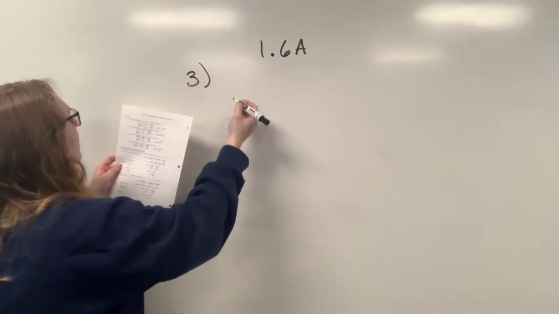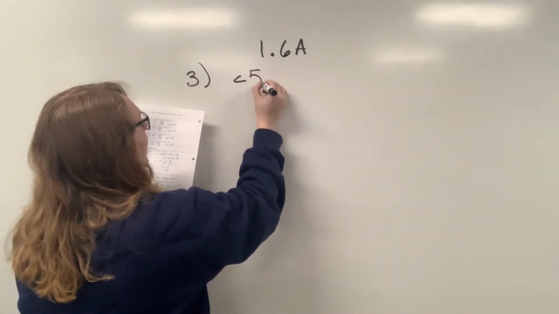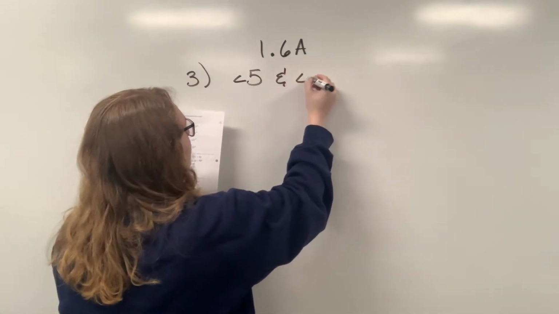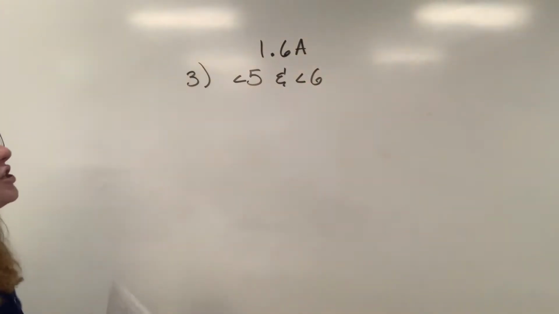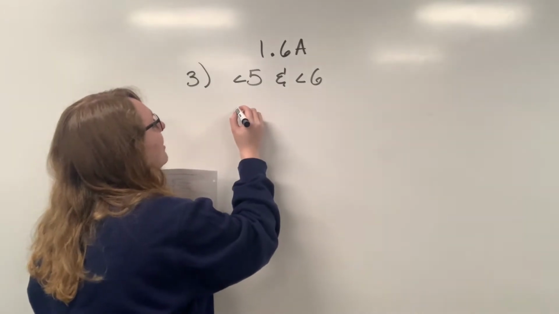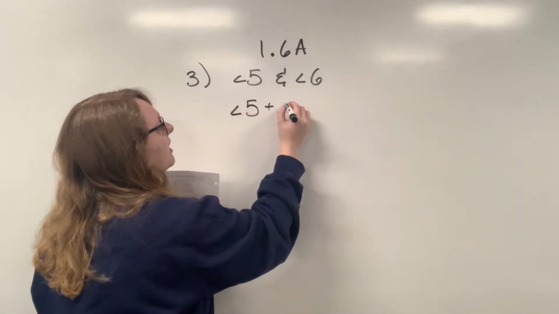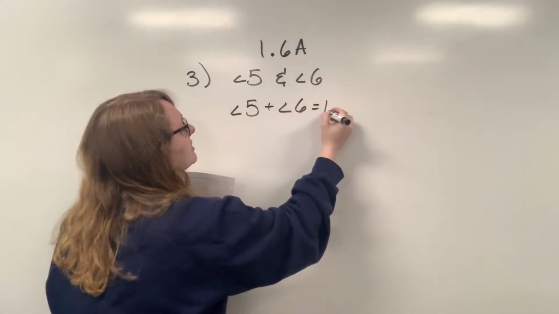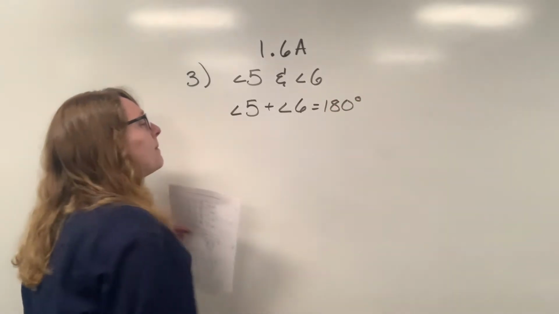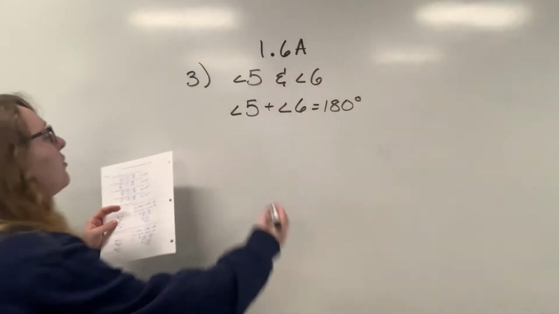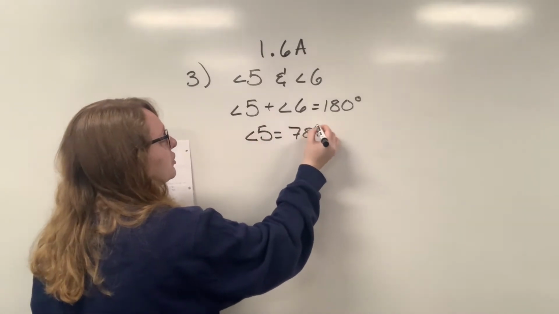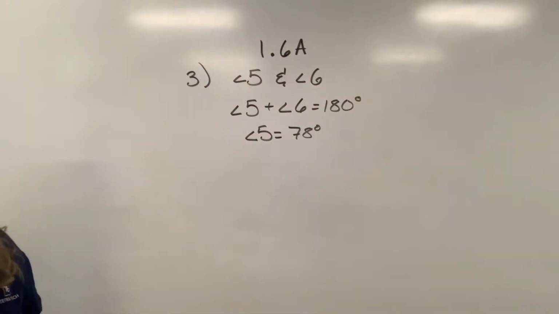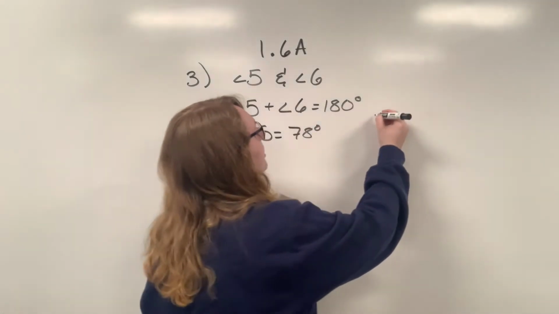Number 3, we have angles 5 and angle 6. These are supplements of each other, so we know that if we were to add them together, we would get 180 degrees because this is our super angle. And then we also know that angle 5 is 78 degrees. Okay, so let's set this up just like angle or segment addition postulate.